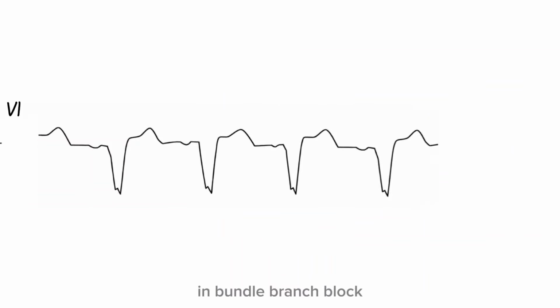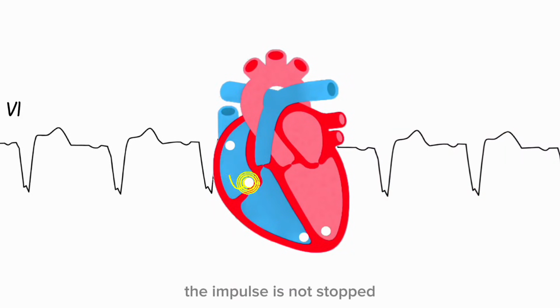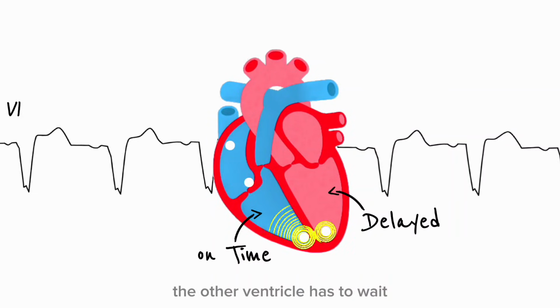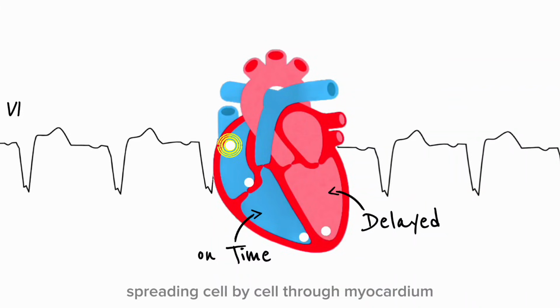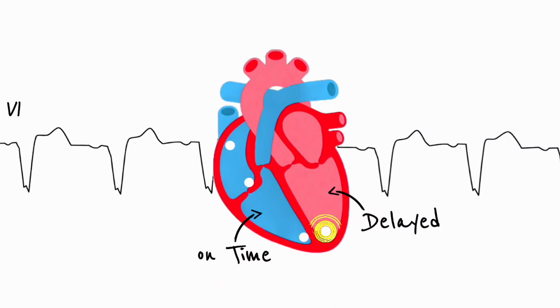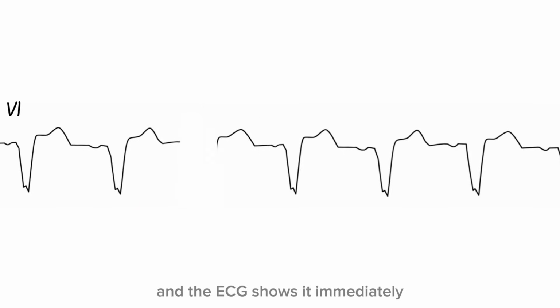In bundle branch block, one of these pathways fails to conduct normally. The impulse is not stopped. It is delayed. One ventricle is activated on time, the other ventricle has to wait, and is activated indirectly, spreading cell by cell through myocardium instead of the fast conduction system. This delay changes the entire pattern of ventricular activation, and the ECG shows it immediately.